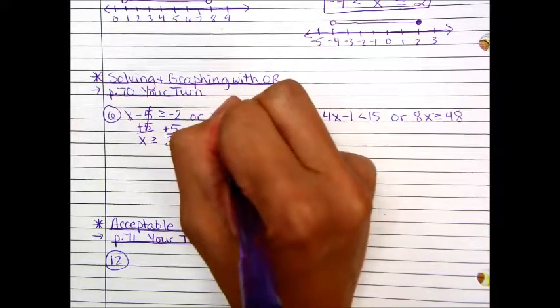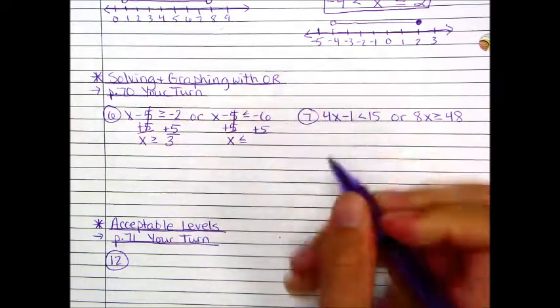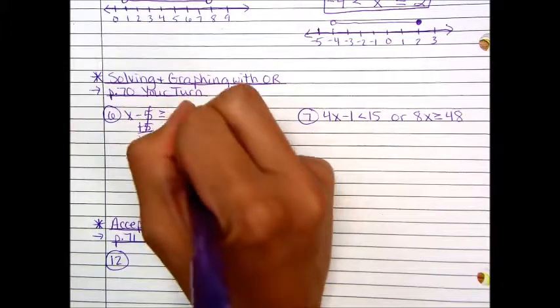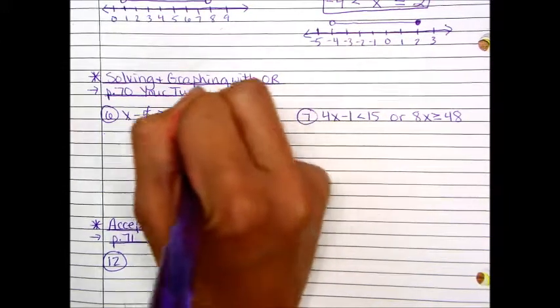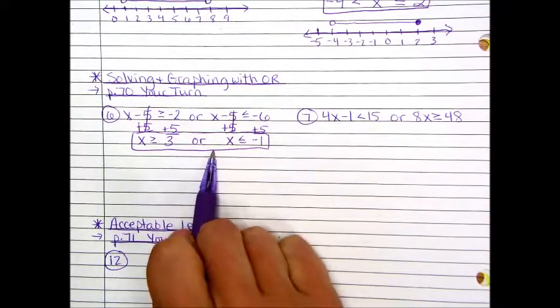On this one, I would need to add 5 as well. So I would get x is less than or equal to negative 1. And then I need to make sure that I put the word or in between to show that this is a compound inequality.